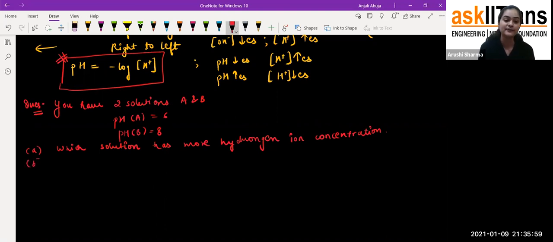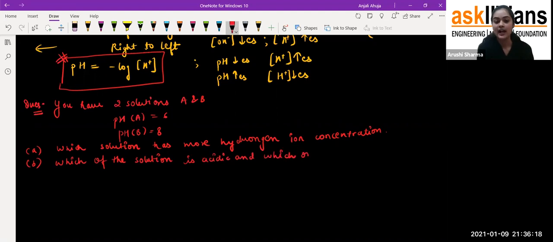Okay, and part B asks which of the solutions is acidic and which one is basic. Students, this is an NCERT book question, so it's practice for NCERT as well. We have two solutions, A and B. For A they have given a pH of 6, and for B a pH of 8. We have to tell which one has more hydrogen ions, and which of the solutions is acidic and which one is basic.